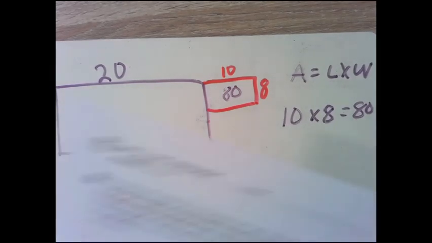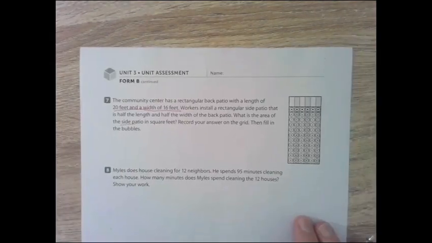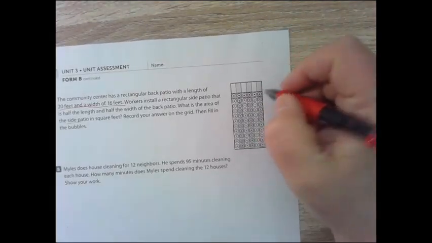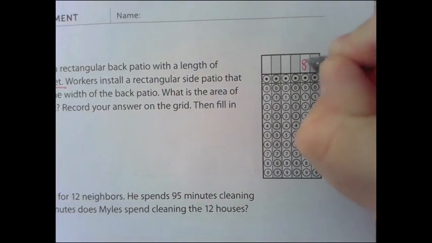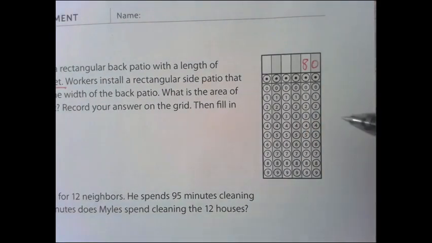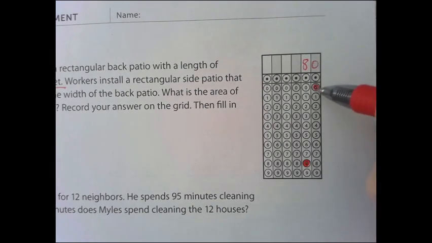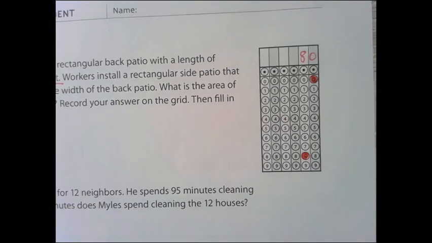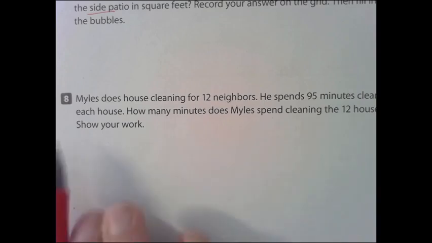And again, to fill in these answers here on the grid, you want to zoom right into the bubbles. 8, 80, and then you color in the 8 and you color in the 0. There we go.